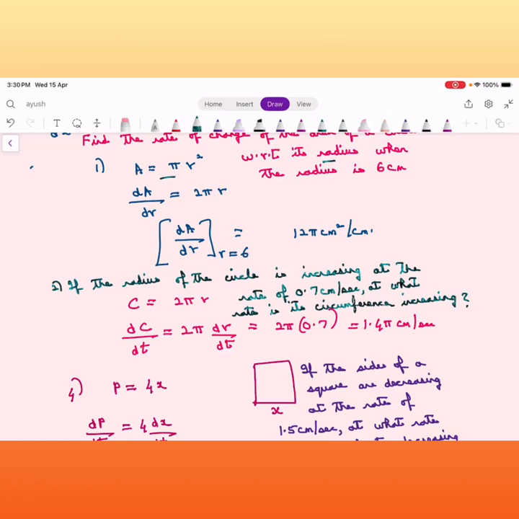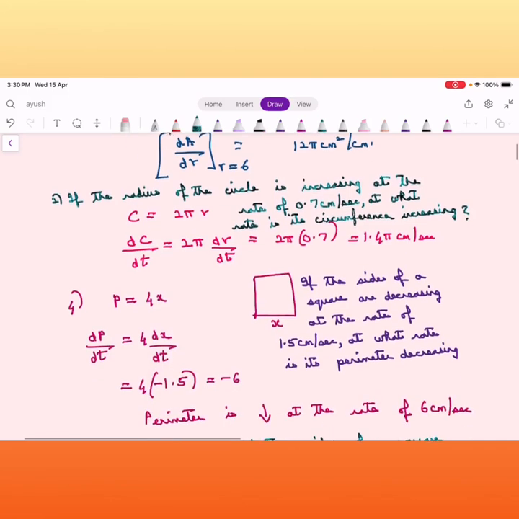If the radius of the circle is increasing at the rate of 0.7 centimeter per second, at what rate is its circumference increasing? Now circumference is given by 2 pi r, and you have to find the rate at which the circumference is increasing. So I will calculate dC by dt. That will be 2 pi r dr by dt. dr by dt is 0.7, so this is 2 pi into 0.7, which is 1.4 pi centimeter per second.